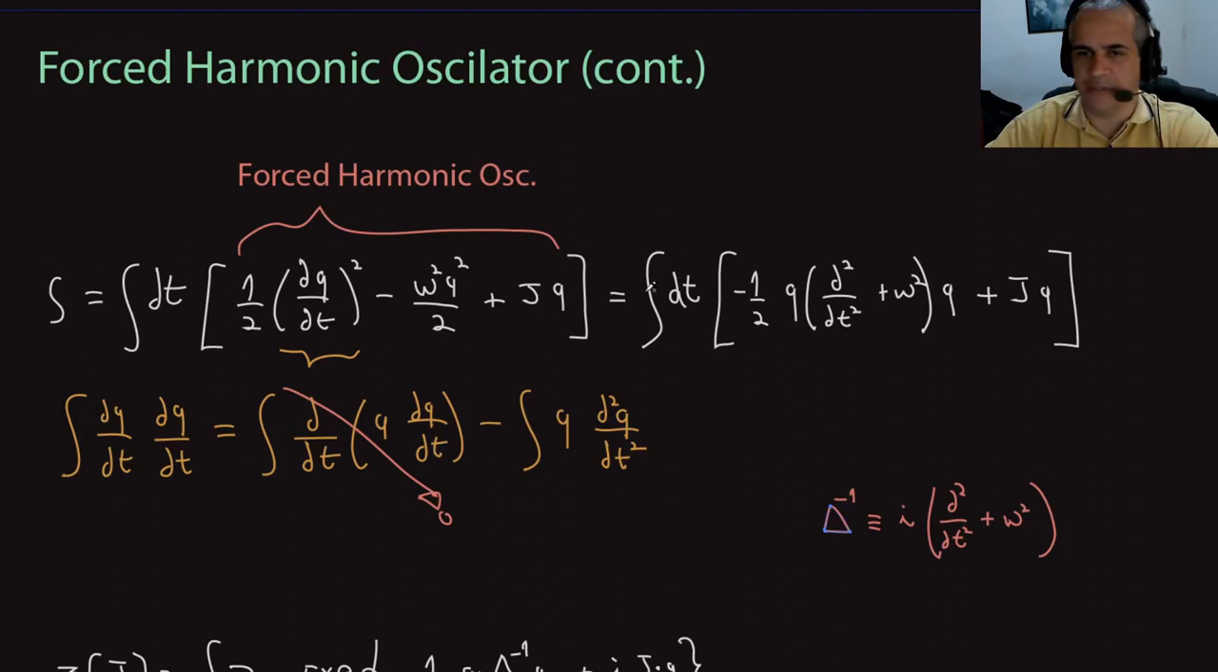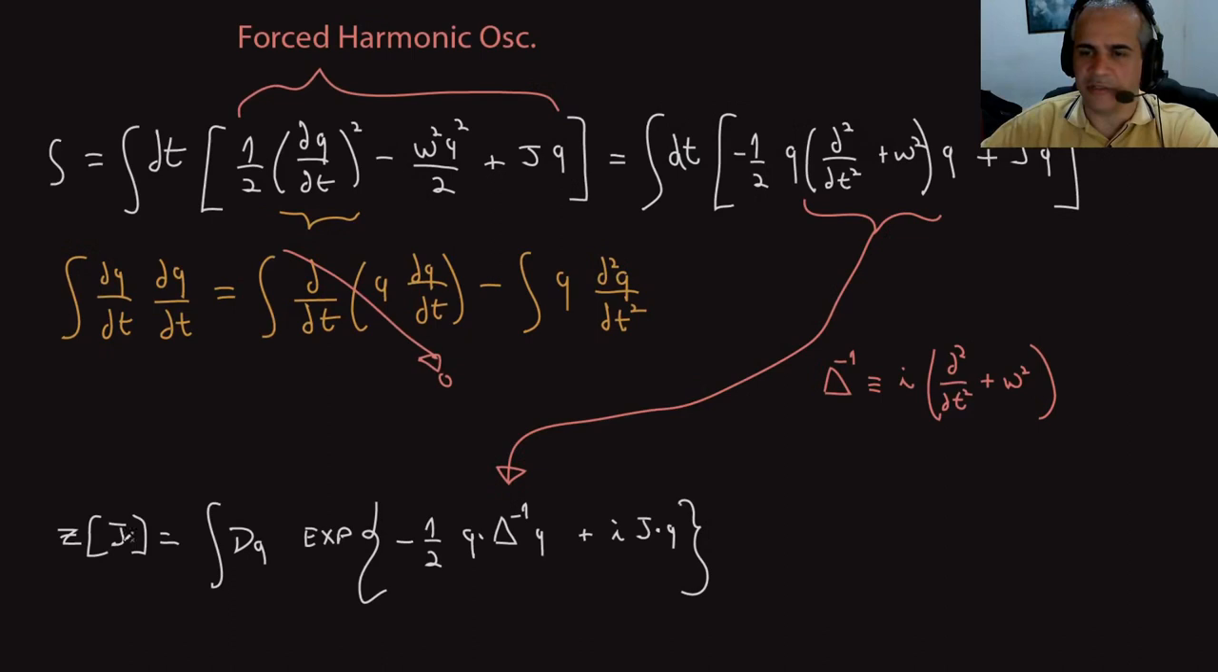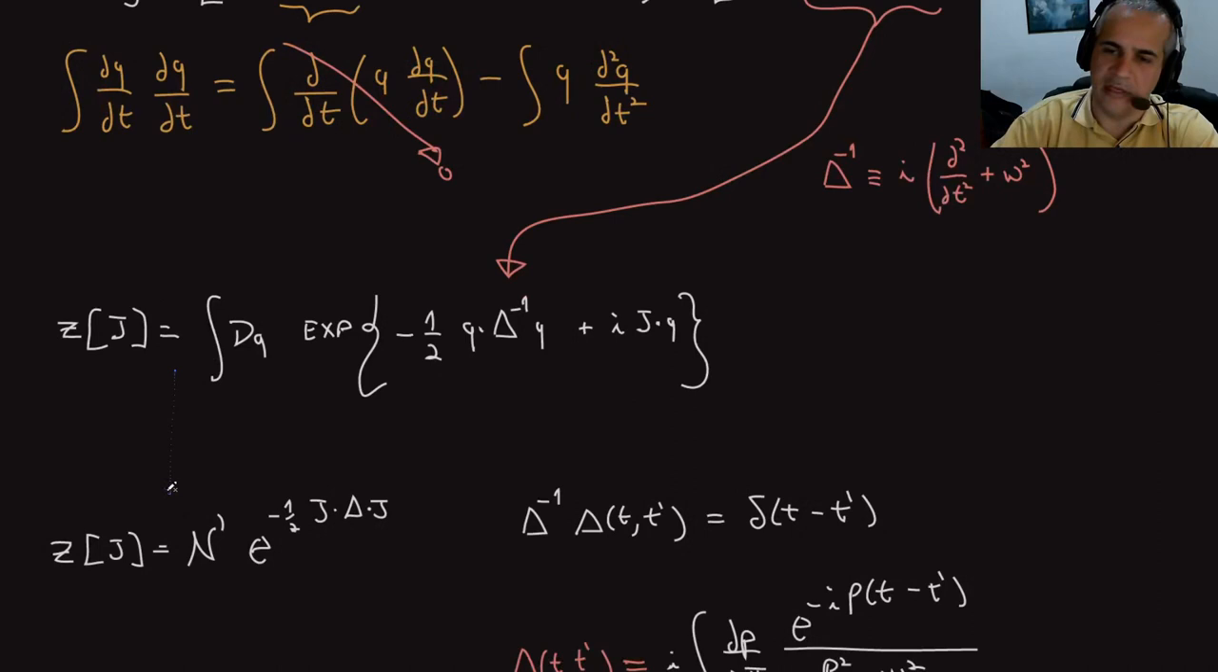Which I then used to name this operator right here, which is acting on the coordinates, allowing me to write the generating function in this way, just the exponential of that action, which I wrote in a convenient way. Then I can use Gaussian integral formulas to integrate this generating functional and get this answer. So this is a normalization, and now I have delta here, which is the inverse of that operator.